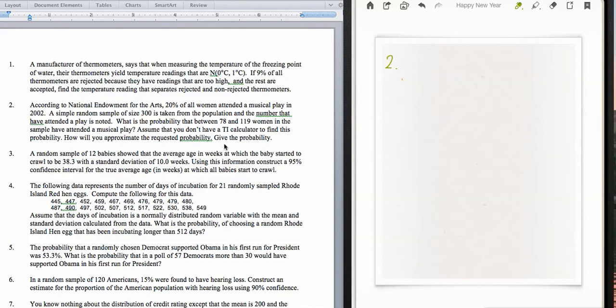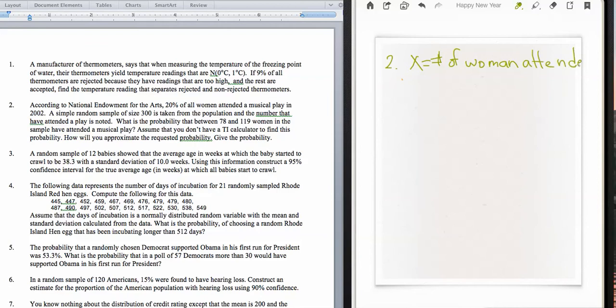Give the probability. Right. See this right here, this percentage? Anytime you see a percentage or an extraordinarily large number of numbers, you are probably looking at a binomially distributed random variable. X, the random variable that we're talking about here, is the number of women who have attended a play, or a musical, attended a musical.